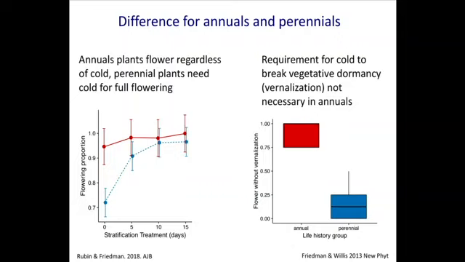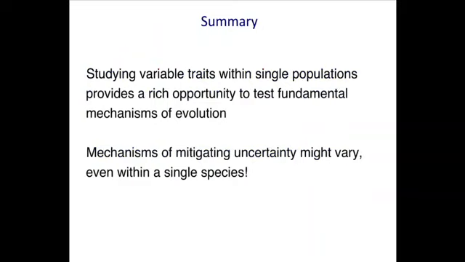And really what we're showing is that annuals have this really short life cycle where they have one shot at fitness. And so no matter the environment they come in at, whether it's before cold, after cold, they just flower and they give it their all. While perennials might have more flexible strategies where they need cold at either the seed stage or the rosette stage to time their flowering.